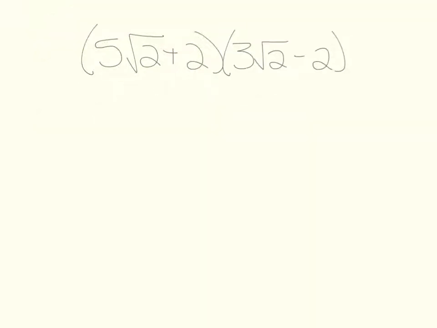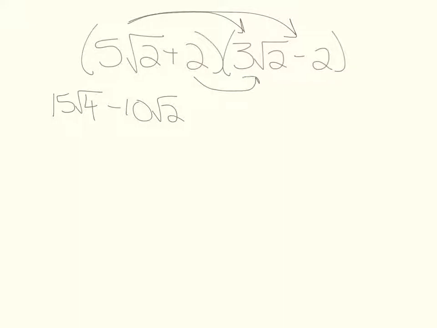One more example, just like multiplying two binomials. 5 root 2 times 3 root 2 is 15 root 4. 5 root 2 times a negative 2 is negative 10 root 2. Remember to treat those radicals like variables. 2 times 3 root 2 is 6 root 2, and 2 times negative 2 is negative 4. Now, see what you can clean up.